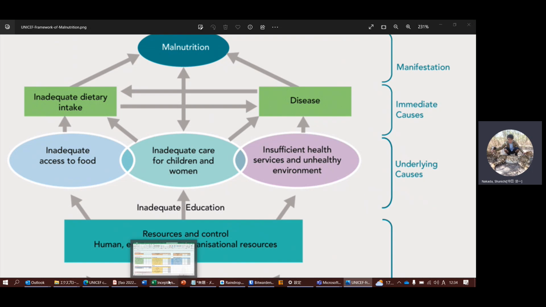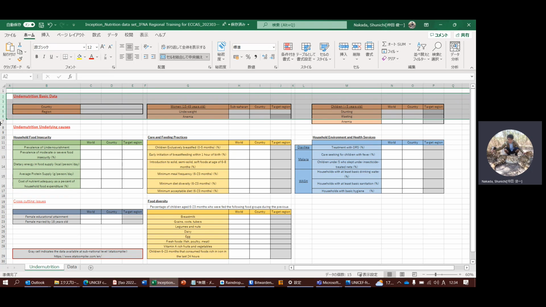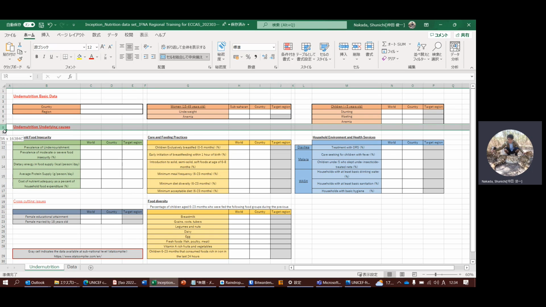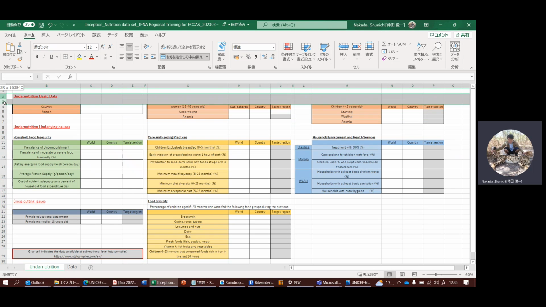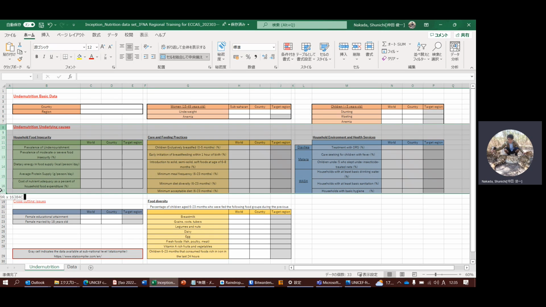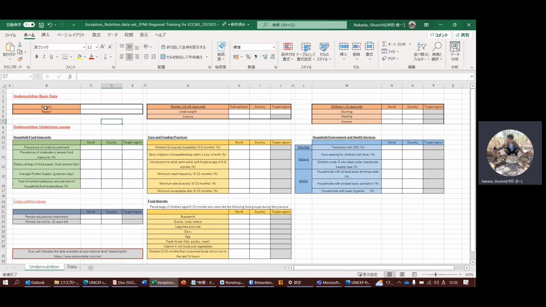Okay, let's move on to the structure. As mentioned earlier, this data set is structured in 3 layers. The first layer is about the current situation of undernutrition. The second layer is the 3 underlying causes for undernutrition. And the third layer is supplementary information.